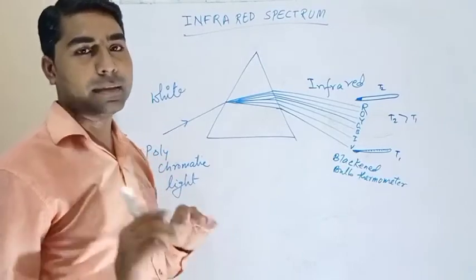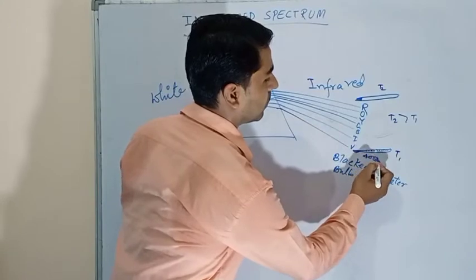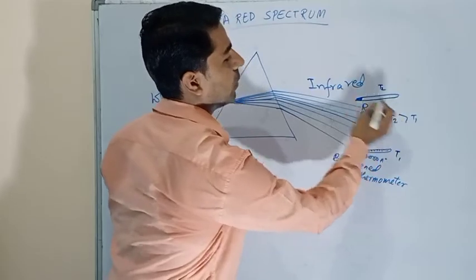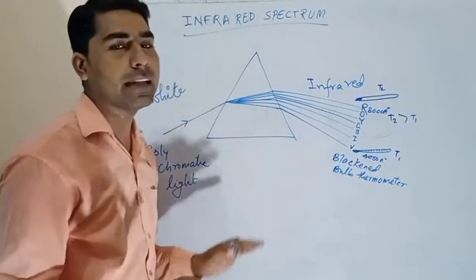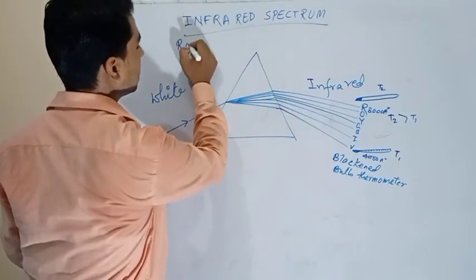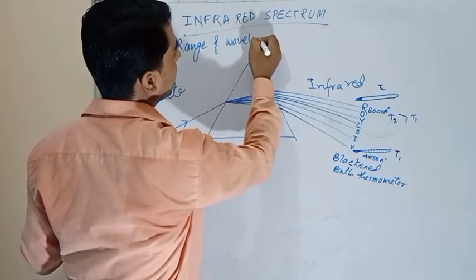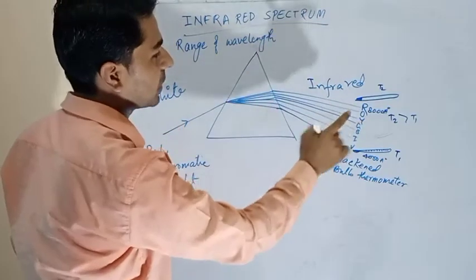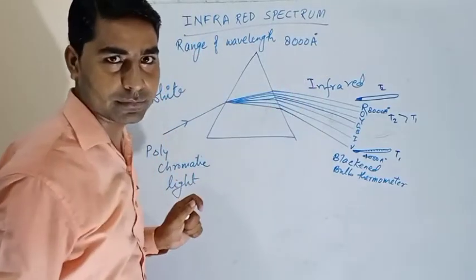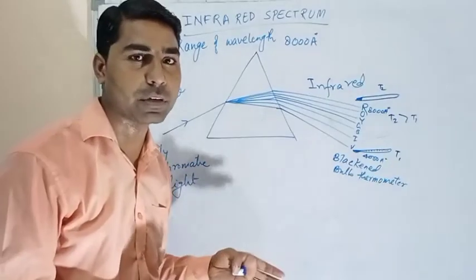Now the point should be that violet starts from 4000 angstrom and ends at 8000 angstrom up to red. So it is very clear that the starting range of wavelength for the infrared spectrum is 8000 angstrom. Now, what is the extreme end of this infrared?